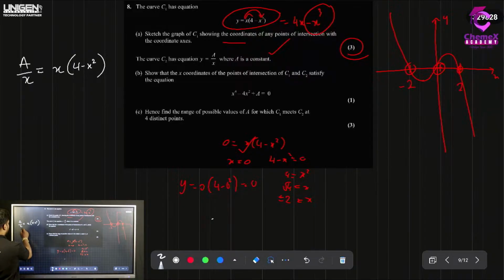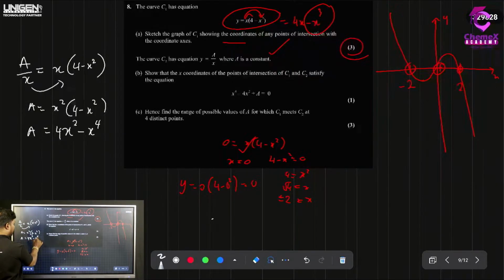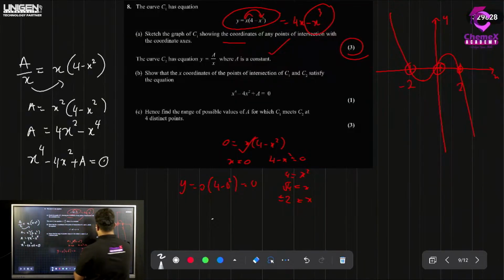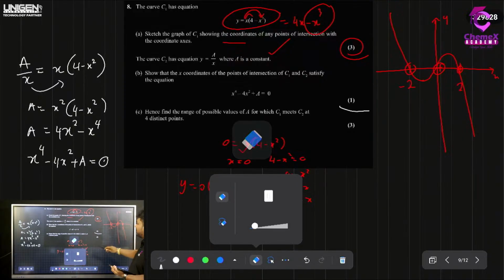Then I can take the x to the other side. a equals x bracket 4 minus x squared. If I expand it, 4x squared minus x to the power 4. Then take everything to one side. Simple. x to the power 4 minus 4x squared plus a equals 0. That's the simplest question you could get, and it's 1 mark. Okay. Hope there's no doubts.